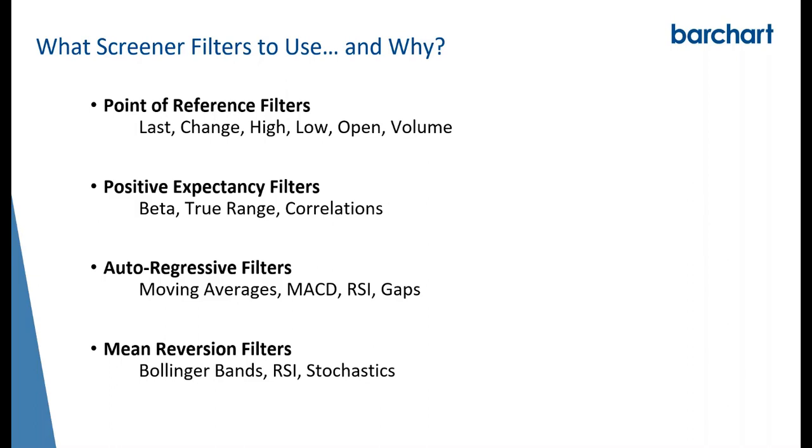Relative strength. Some autoregressive filters would be moving averages, MACDs, relative strength again, and gaps, all right? These are definitely some positive expectancies. We'll see when markets gap up. There's a reason why a market gaps up, and note that our tendency is that the trend is going to continue in the same direction as that gap. Some mean reversion filters are Bollinger Bands, again RSIs, where we can use it as a corrective analysis, and stochastics. These are some other ones that we can look at.